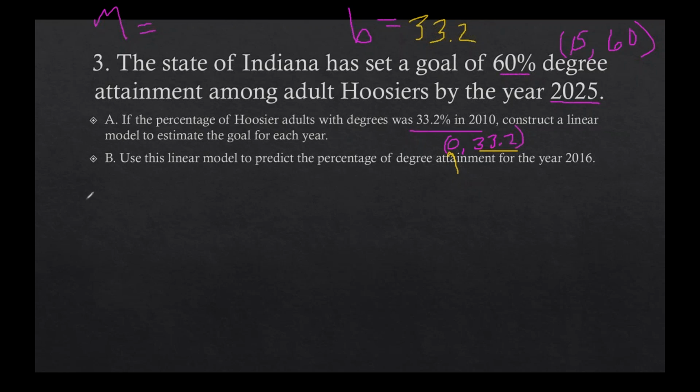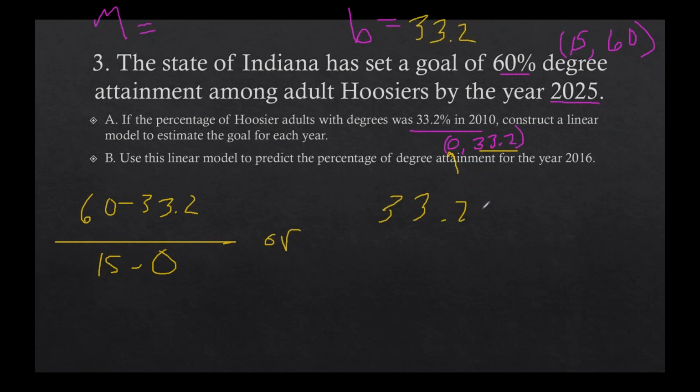You can do it one of 2 ways, right? It's either y minus y over x minus x, or you could have done 33.2 minus 60 over 0 minus 15. Either way, and if you don't believe me, do the math. Either way, what is your slope? And go ahead and round it if you'd like.